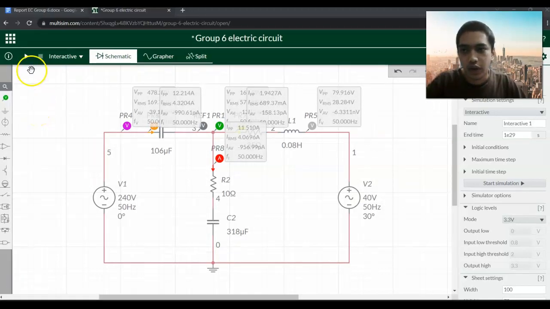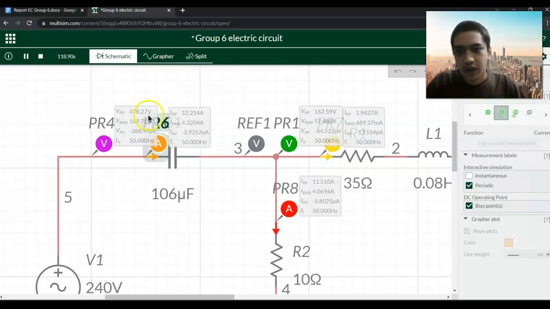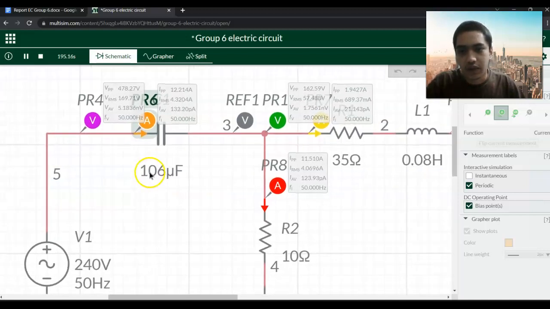When we run the circuit, we obtain the V peak to peak and VRMS for the voltage across the capacitor. The voltage peak to peak is 478.27 volt, while the VRMS is 169.71 volt. The current across the capacitor is 12.214 ampere peak to peak, while the current IRMS is 4.3204 ampere.